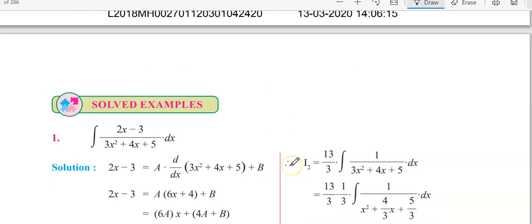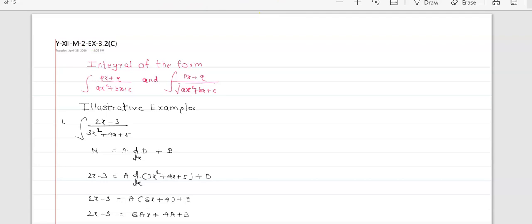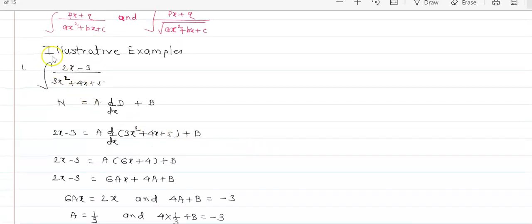Now here are also solved examples. I have explained all these examples in this manner. Now see this: these are the solved examples. Integral of the form (px plus q) upon (ax square plus bx plus c), and integral of (px plus q) upon root of (ax square plus bx plus c). Now these illustrative examples, that is, (2x minus 3) upon (3x square plus 4x plus 5). Now express this numerator in terms of the denominator, that is, A into d/dx of the denominator plus B.